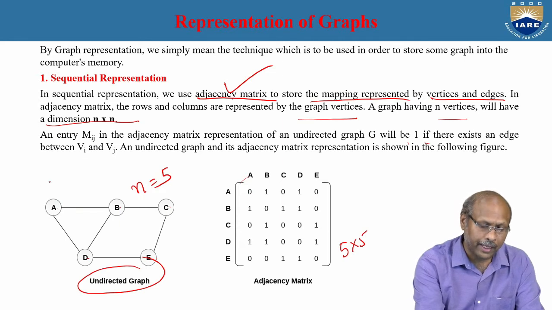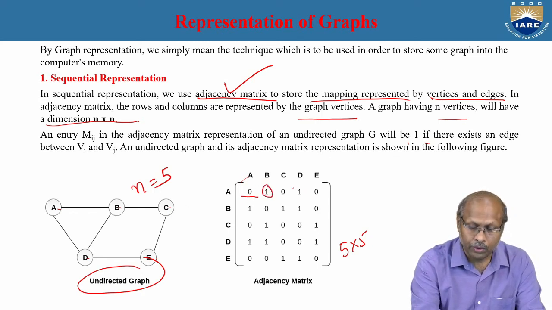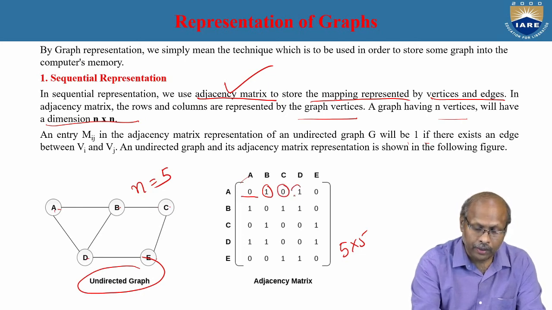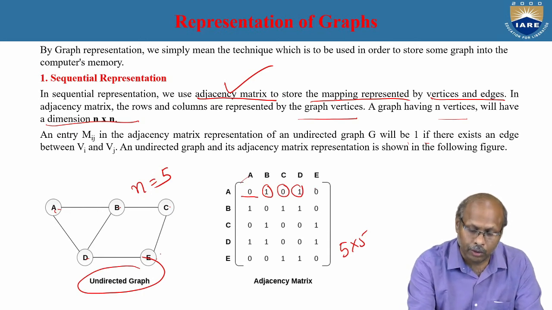But here please observe, A to A there is no connectivity, so write 0. A to B there is a connection, so put 1. A to C there is no connection, so 0. A to D there is a connectivity, so write here 1. A to E there is no direct connectivity. If there is no direct connectivity, write 0.